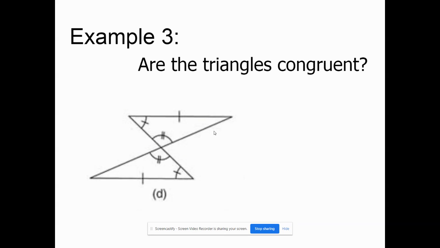All right, so let's see. Looking at this example, I have a side, an angle, and an angle, which correspond to the same angles on the other side and the other side. So I'm going to say yes, this is an angle angle side congruence.